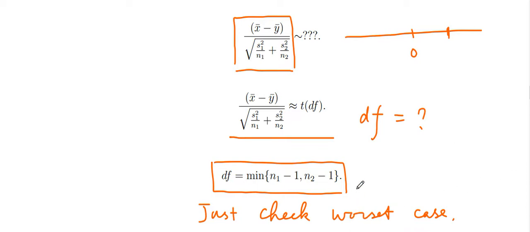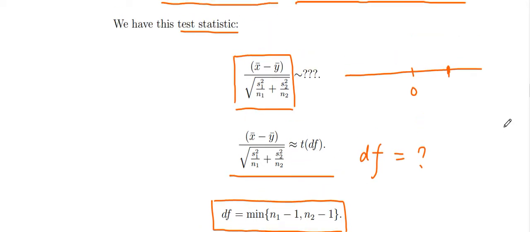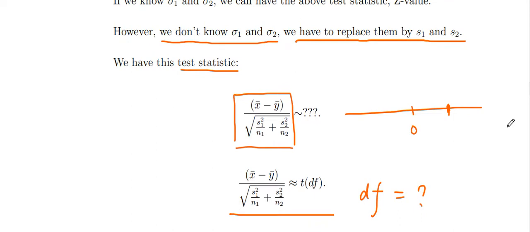Okay. So then we have this cutoff point. Then we can use a t distribution. Use this degree of freedom. Then we can determine whether this is a big number or a small number.